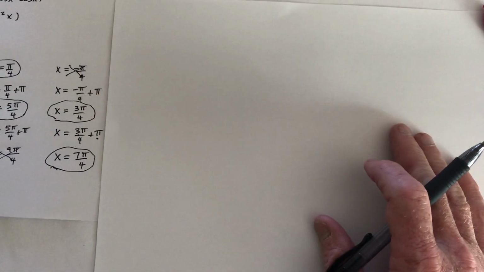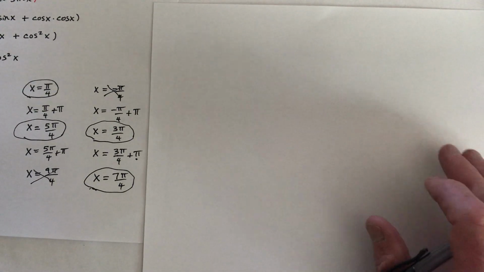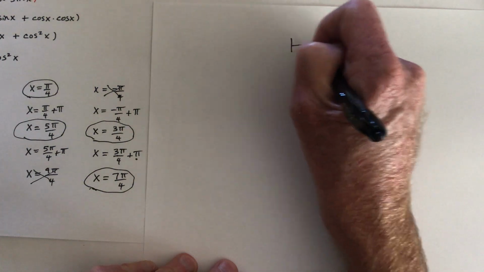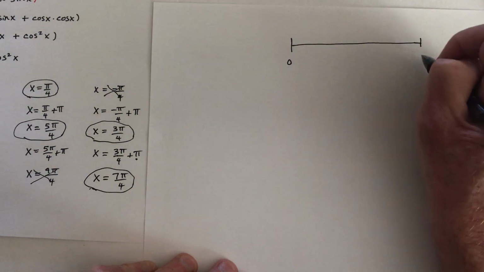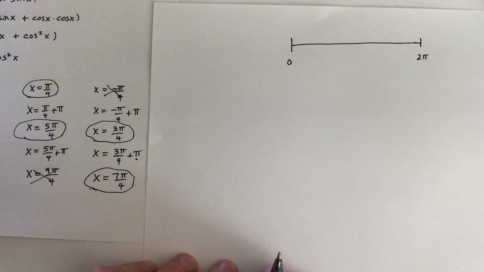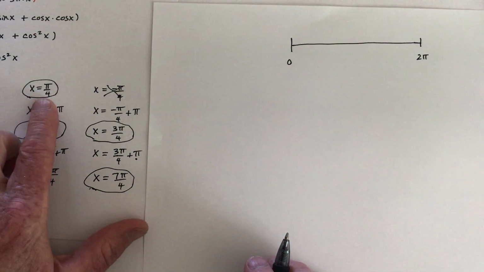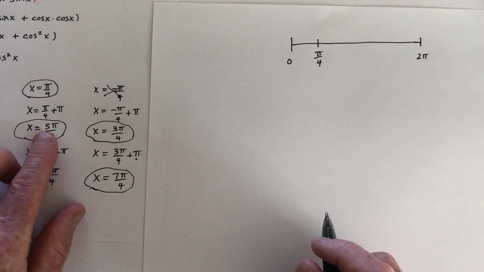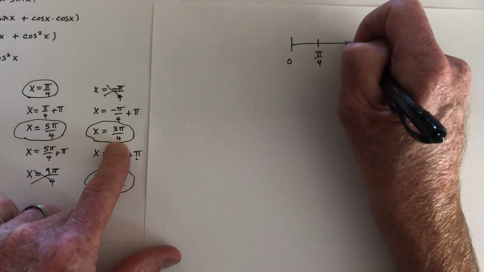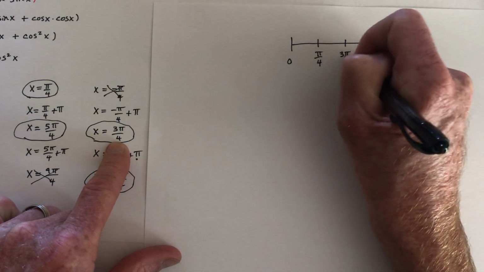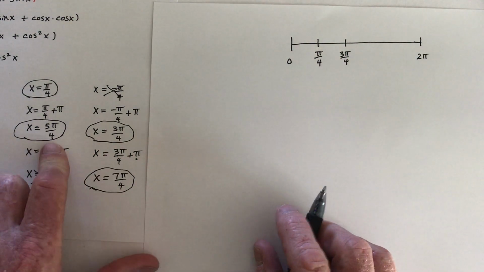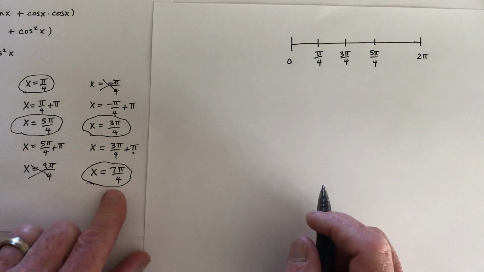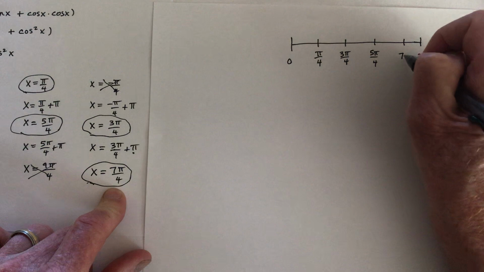Okay. Can I fit it all on the screen? I think so. So if you look at the interval from 0 to 2 pi, because that's what the directions said, then the first one that I got is pi over 4. The next one would actually be 3/4 of pi. The next one would be 5 pi over 4. And then there would be 7 pi over 4.